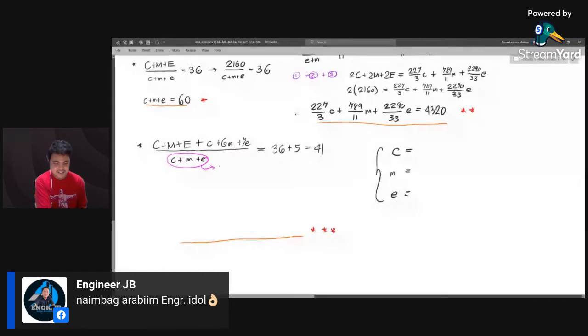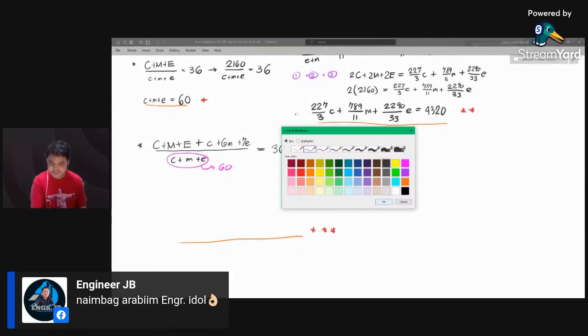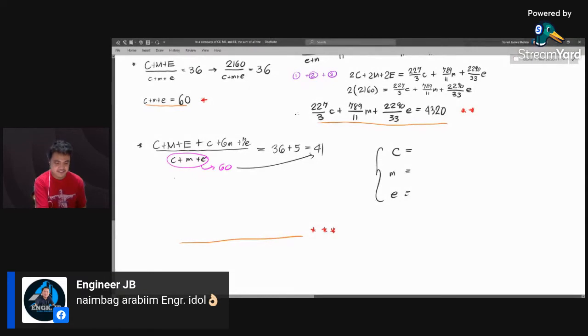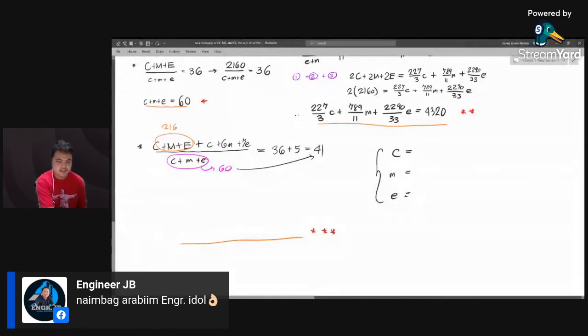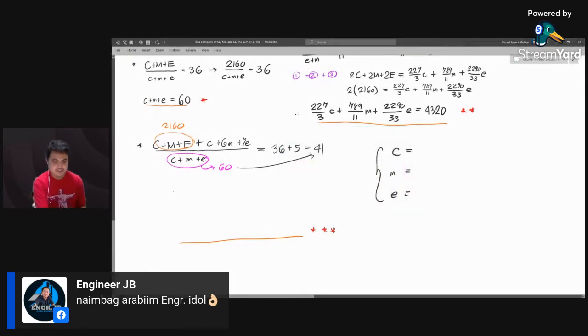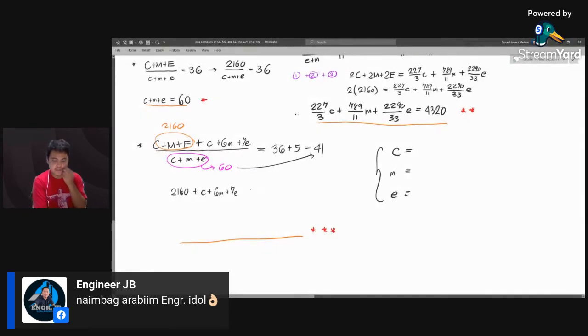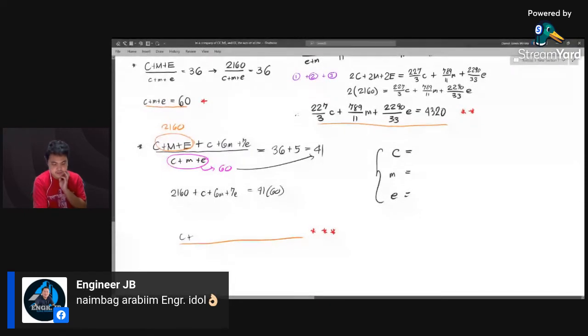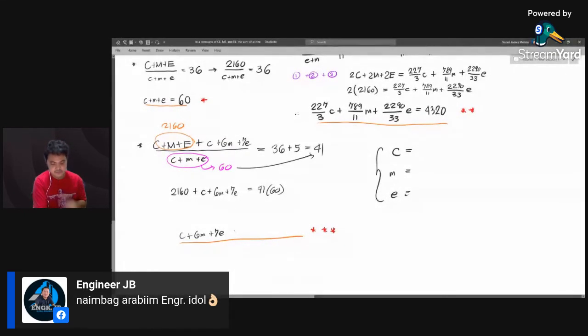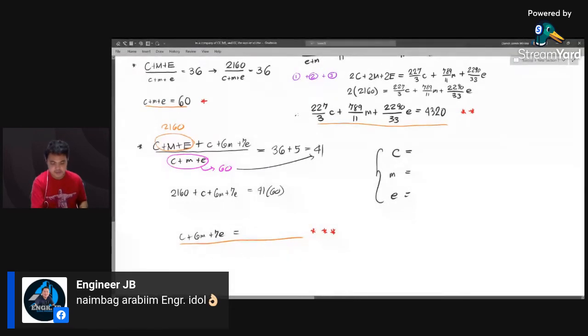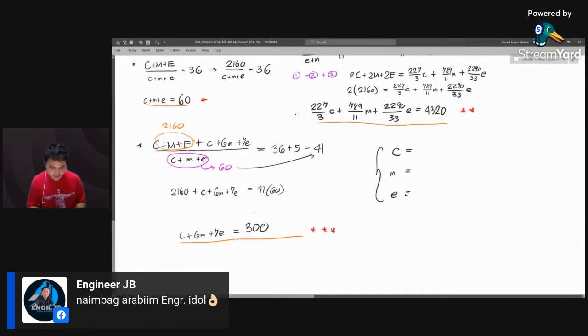So ito, equal na to sa 60. Oh, bakit pa natin i-variable, di ba? So 60 times 41 na lang, no? Tapos ito gawin na lang nating 2,160. We substitute 2,160 here. Kasi yun naman yung nasa equation. So 2,160 plus C plus 6M plus 7E is equal to 41 times 60. Okay, simplify things further, we have this equation. Ayan, so 41 times 60 minus 2,160. That's positive 300.